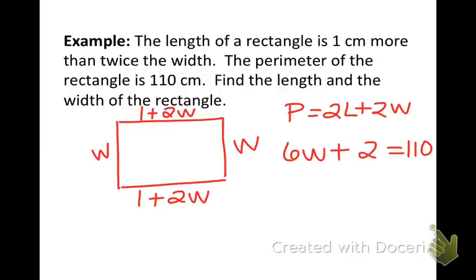37. 30. Wait. Well, 110 minus 18 is what? 92? Yes. Right?